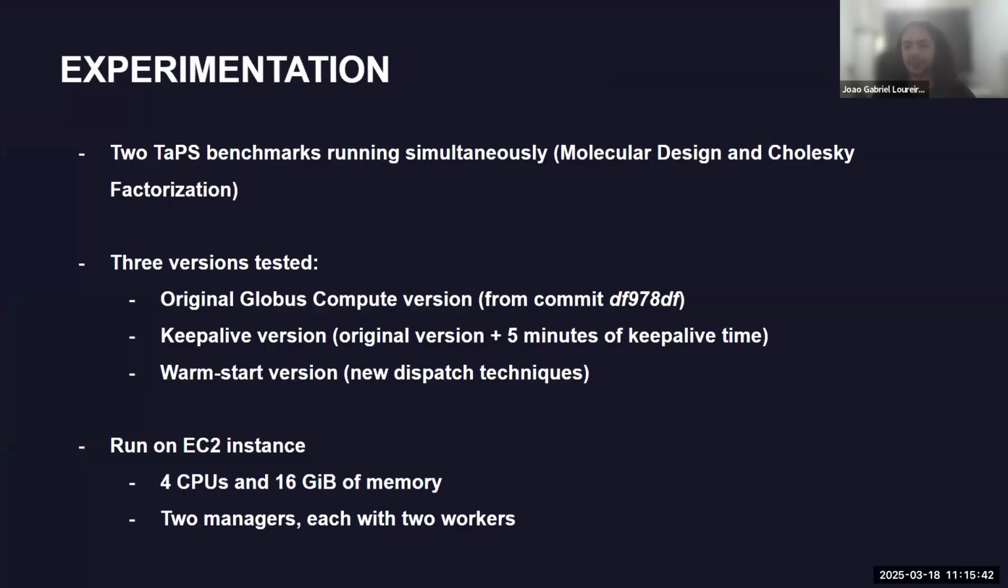Then we tested everything, made sure it was working, that this rerouting was okay, but we needed to test if there was really any kind of improvement. So we did some experimentation. I talked to Kyle and he suggested the TAPS benchmark. So we chose two of the benchmarks in TAPS, the molecular design and Cholesky factorization. And the experiment was basically running both simultaneously.